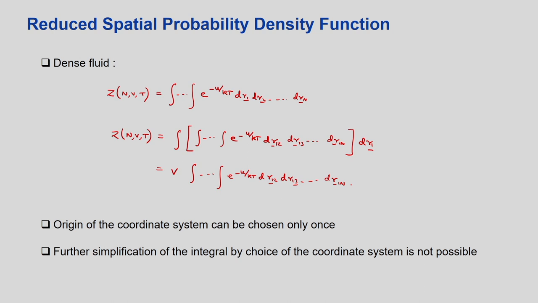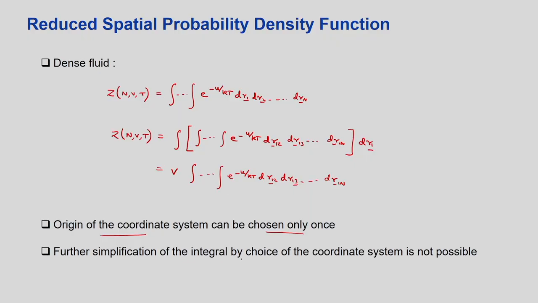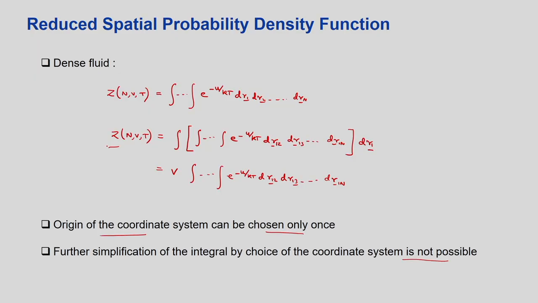So, to solve this, it will not give a proper definition because now the origin of the coordinate can be chosen only once. You have fixed it, integration is fixed and you have the results. Further simplification of the integral by choice of the coordinate system is not possible. So, you cannot change, let us say, from 1 to 2 and 3 like that. So, you cannot get the correct value of Z. This is where we need a way to produce this particular distribution in a more accurate manner.